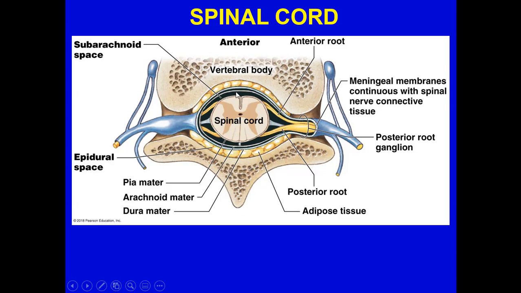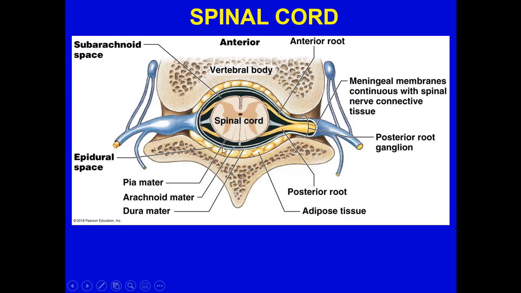You have the subarachnoid space, so this would be the arachnoid mater here. Notice that the thicker layer here is the actual dura mater, and outside of the dura mater is adipose tissue, which acts as a cushion here. All of this is somewhat protected by meningeal membranes that are continuous with the spinal nerve connective tissue.